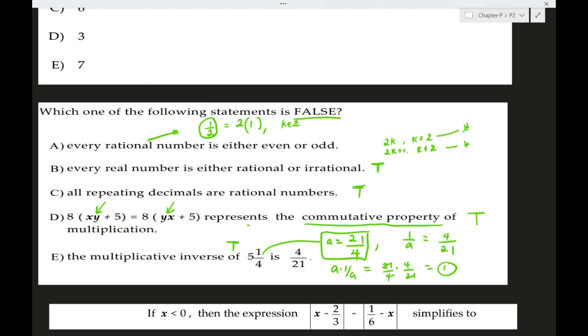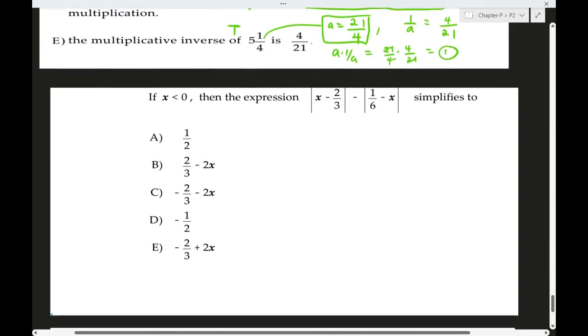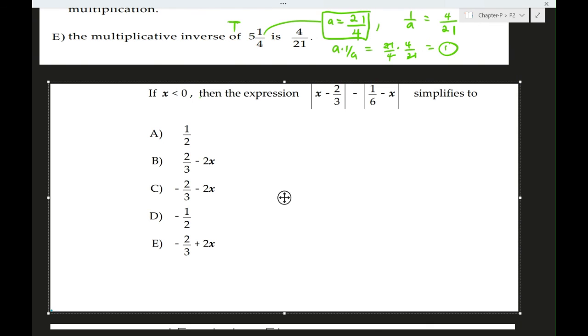It's not an even number, and also it's not what? An odd number. So it means that this is what? Is false. Okay. So let's move to another question. Here is a question about absolute value.